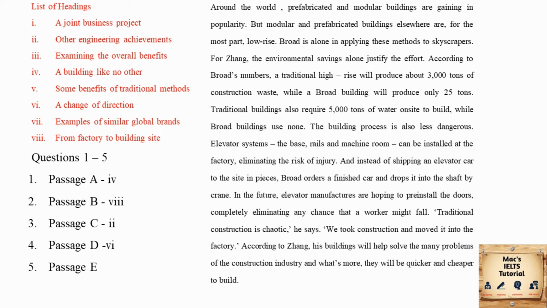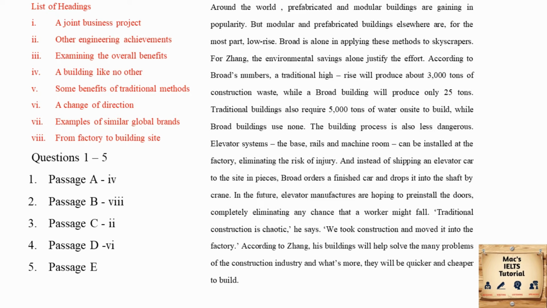In the future, elevator manufacturers are hoping to pre-install the doors, completely eliminating any chance that a worker might fall. Traditional construction is chaotic, he says. We took construction and moved it into the factory. According to Zhang, his buildings will help solve the many problems of the construction industry and, what's more, they will be quicker and cheaper to build.